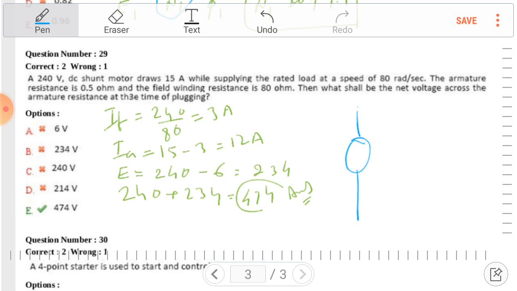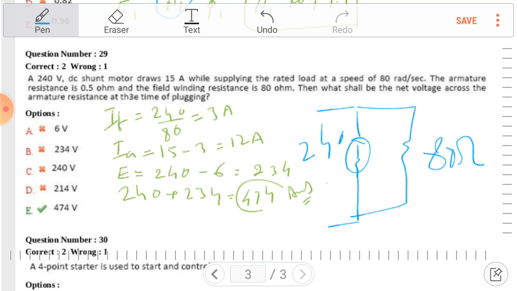So this is the shunt motor. Armature resistance is inbuilt. Field resistance given is 80 ohm and supply is 240 volt. So field current is 240 by 80, this is 3 ampere. Here coming 15 ampere and the remaining 12 ampere acts as armature current. So armature current is 12 ampere. By using this data we will find the EMF. EMF is 240 minus IR drop, which is 6 because resistance given is 0.5 ohm. So the EMF is 234 volt.